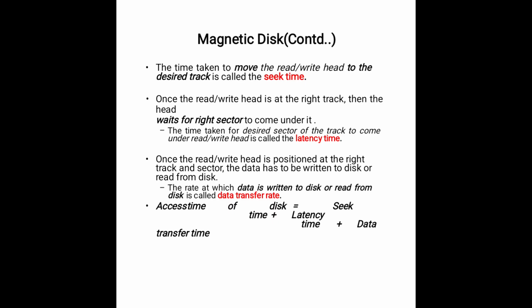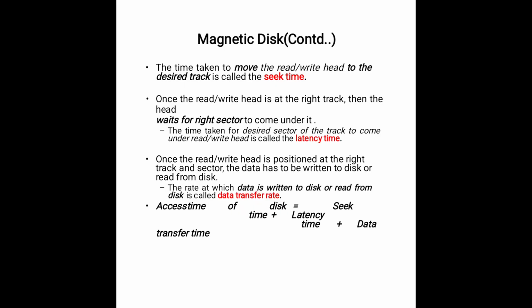The time taken to move the read or write head to the desired track is called the seek time. Once the read-write head is at the right track, the head waits for the right sector to come under it. The time taken for the desired sector of the track to come under the read or write head is known as the latency time. Once the head is positioned at the right track and sector, the data has to be written to the disk or read from the disk. The rate at which data is written to or read from the disk is called the data transfer rate.